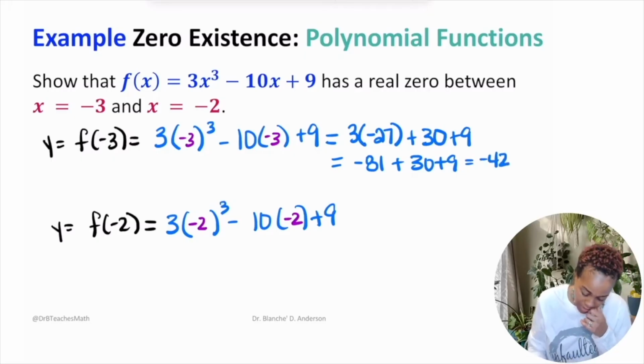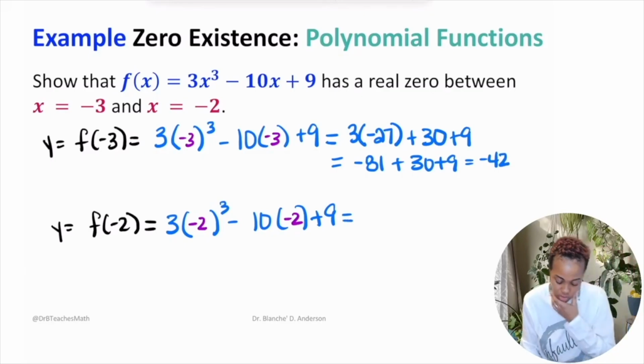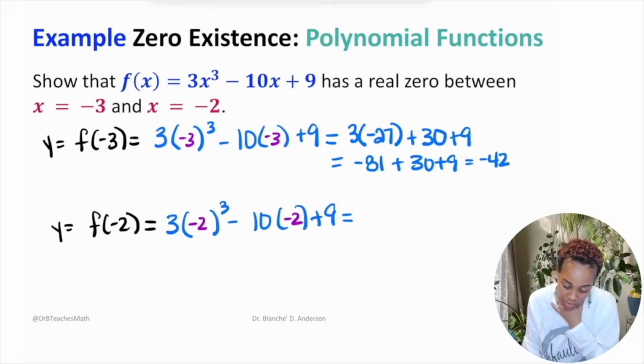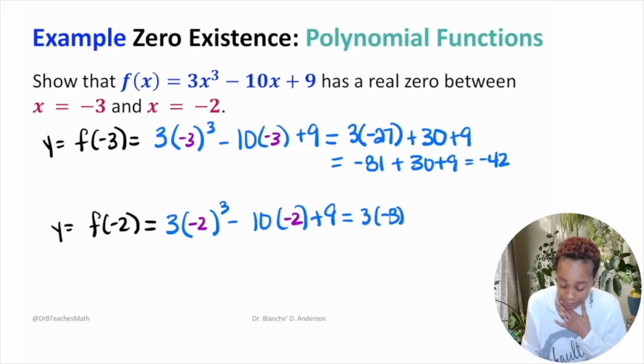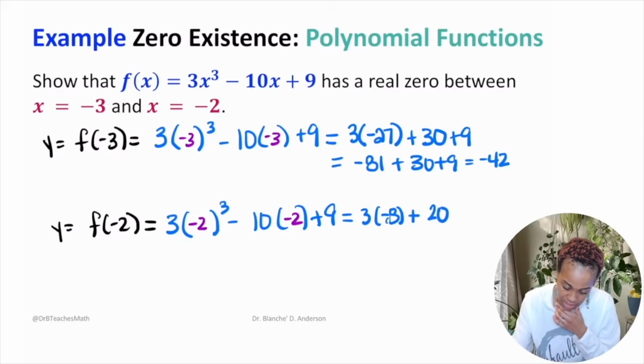Now, f of negative 2, you get negative 2 cubed. That's going to be a negative 8, right? Because negative 2 times negative 2 is a positive 4, and 4 times negative 2 is a negative 8. So we're going to have 3 times negative 8, and then plus a positive 20, because a negative 10 times a negative 2 is a positive 20.